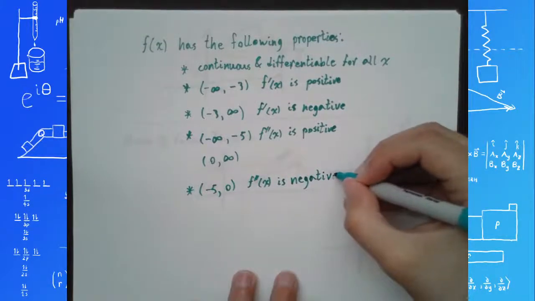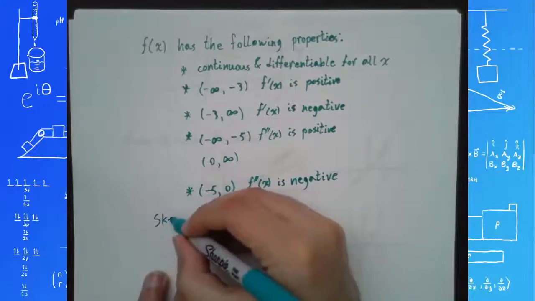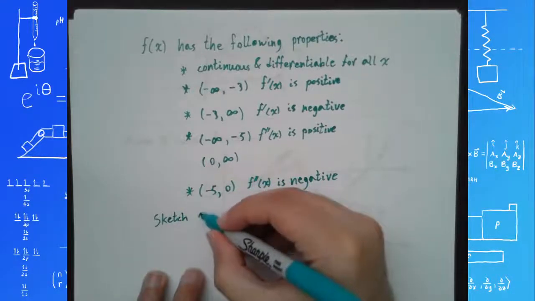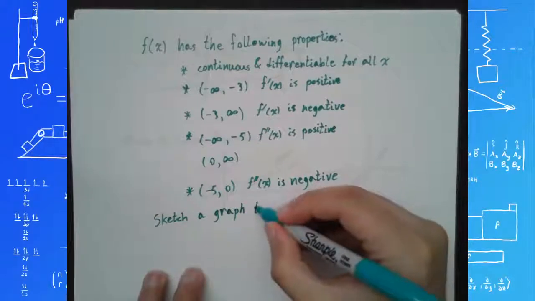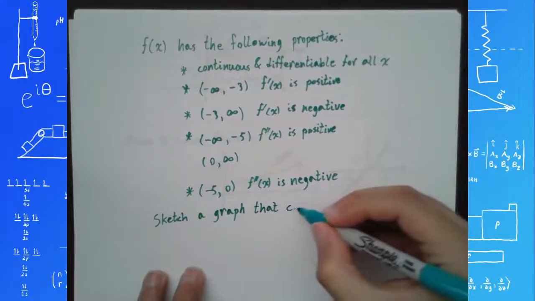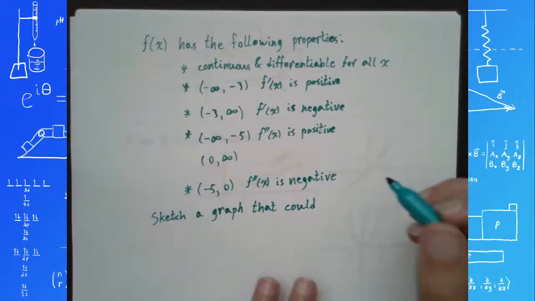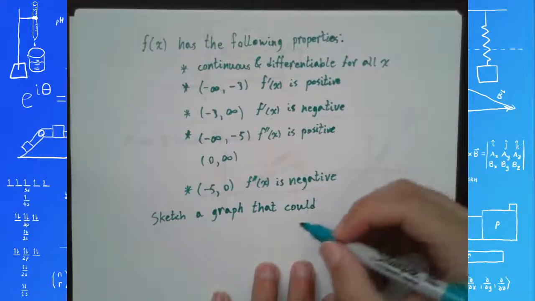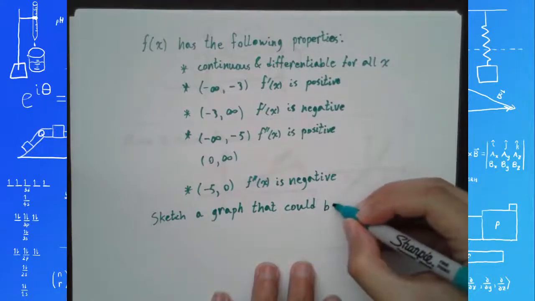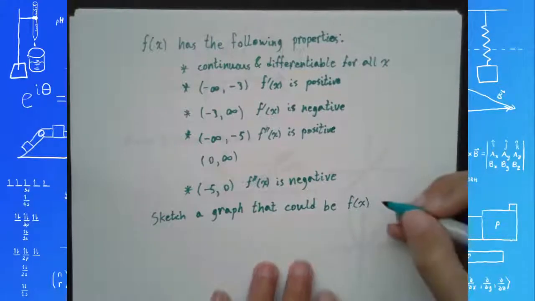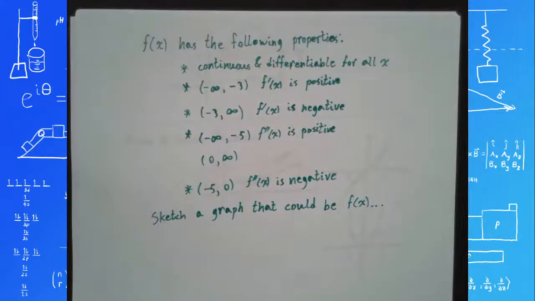And then it'll tell you to sketch f of x. Sketch a graph that could be f of x. Or maybe it's a multiple choice and they have 4 different graphs and you have to figure out which one is the best fit. But let's say you have to do it from scratch because that's the harder problem. Sketch a graph that could be f of x, and there's more than one correct answer here.